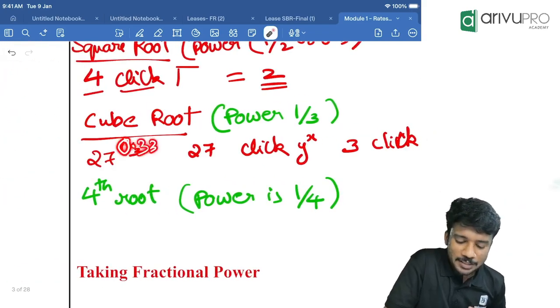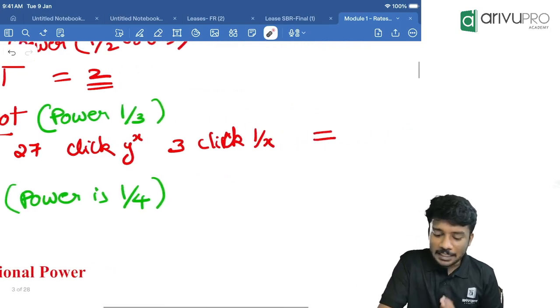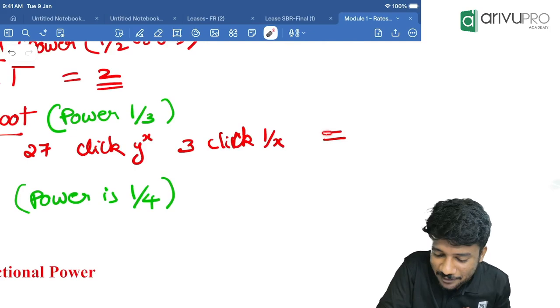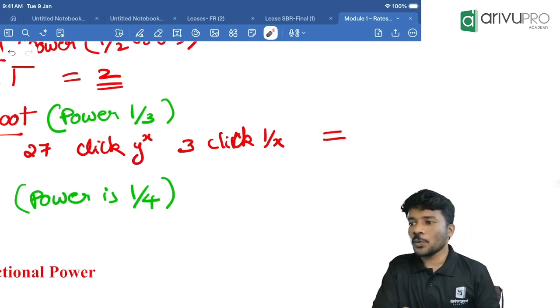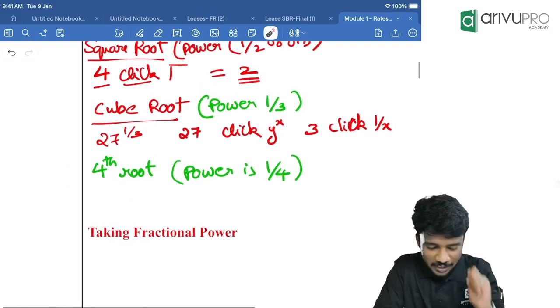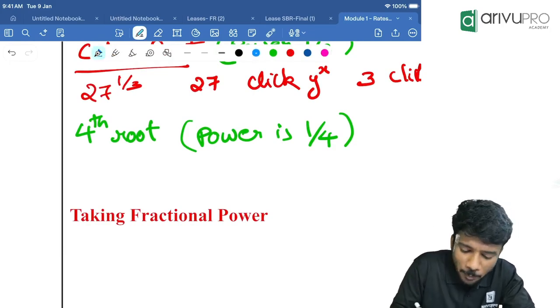That is 0.3333333, some digits till 9 we are finding. And in order to get the final answer, we should click equal to, right? That's why finally we are clicking equal to. Everyone got the same thing? Anyone having a doubt? Please tell me. Clear any doubt now.